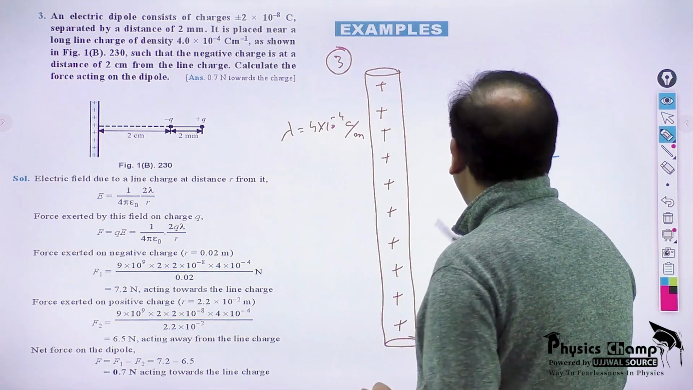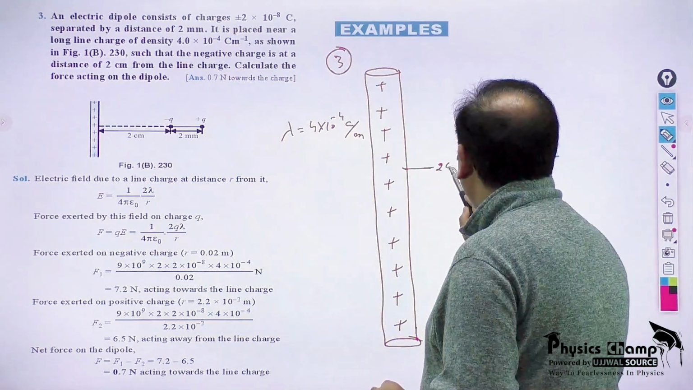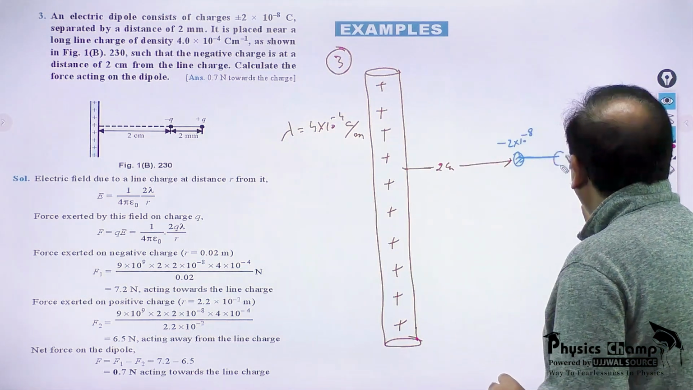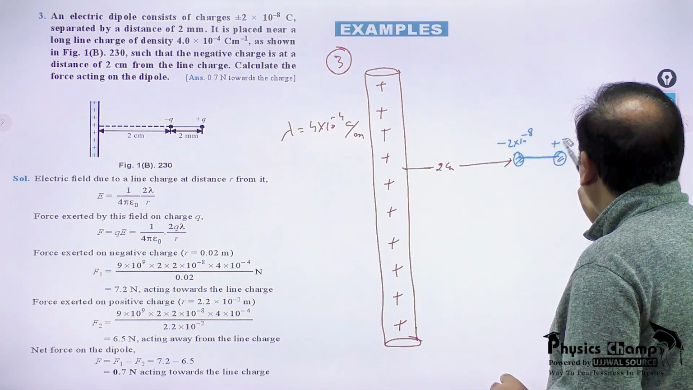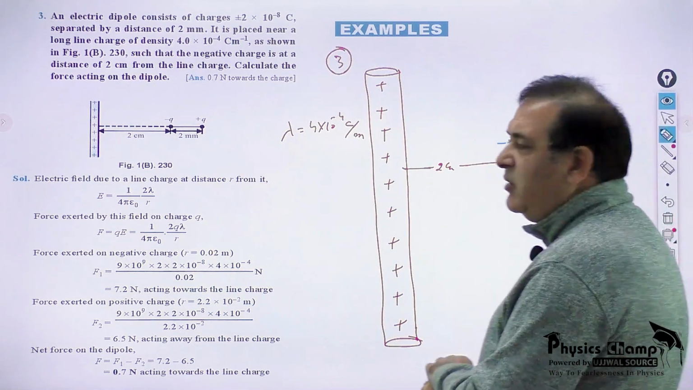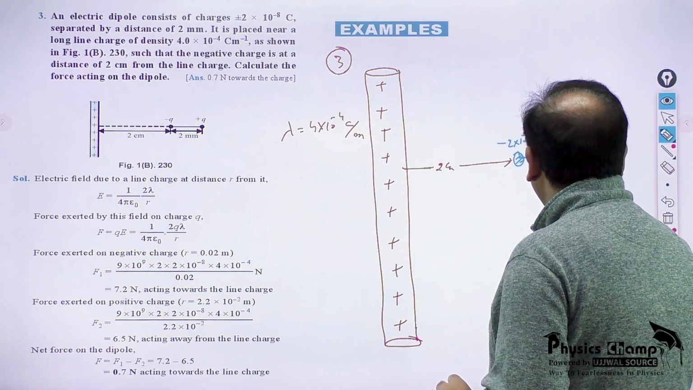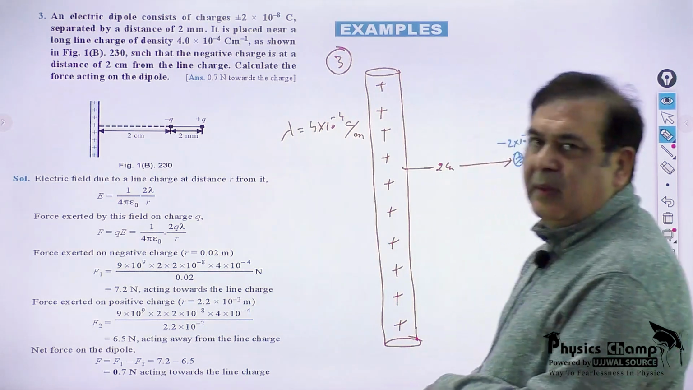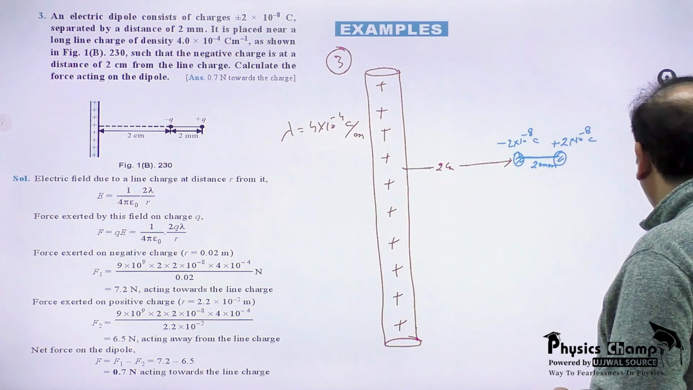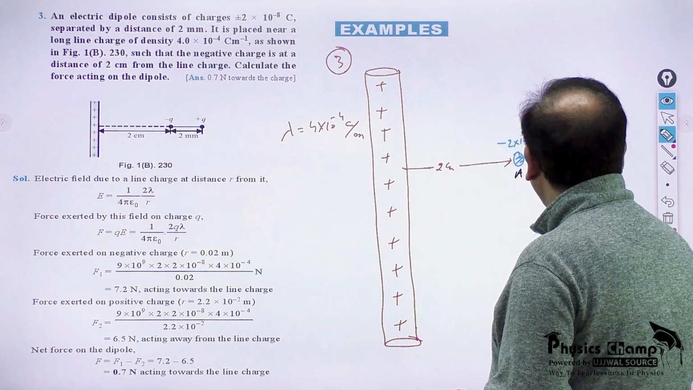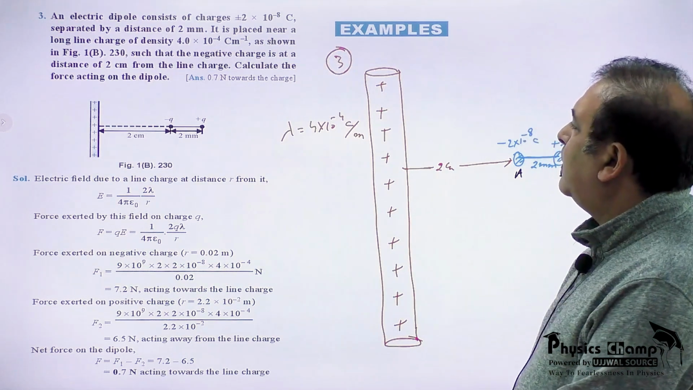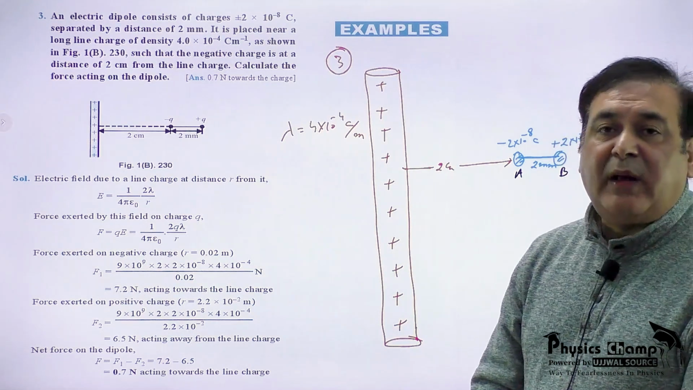This negative charge is placed 2 centimeter from here, and this electric dipole has a positive charge plus 2 into 10 to the power minus 8 coulomb, and this is placed 2 millimeter further. So I can say this is point A and this is point B. This is charge A and this is charge B. Question is, calculate the force acting on the dipole.